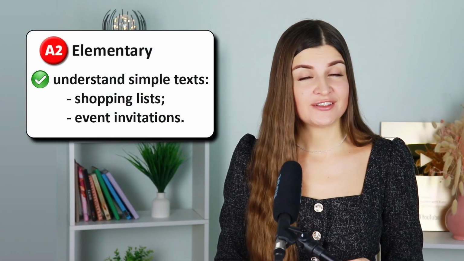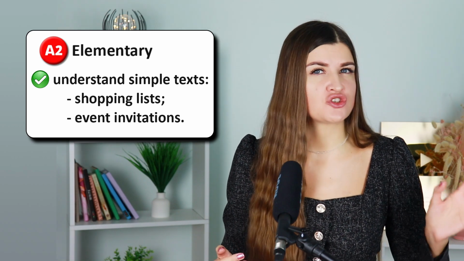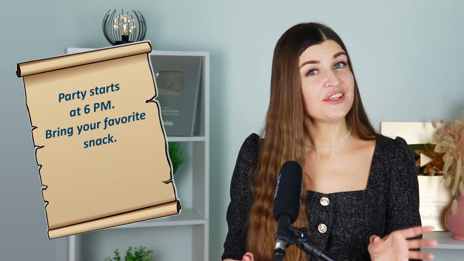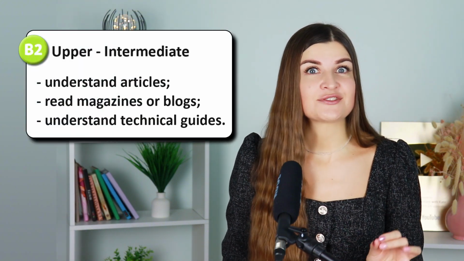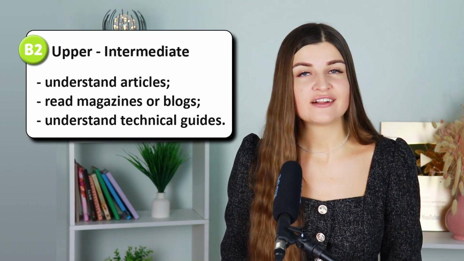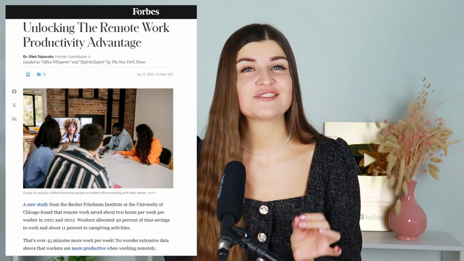At the A2 level, your reading skills allow you to understand simple texts such as shopping lists or event invitations. For example, you could read a short note like, "Party starts at 6 p.m. Bring your favorite snack." At the B2 level, your reading improves significantly. You can read and understand articles in magazines or blogs, as well as technical guides. For instance, you might read a detailed article about tips for boosting productivity in remote work.